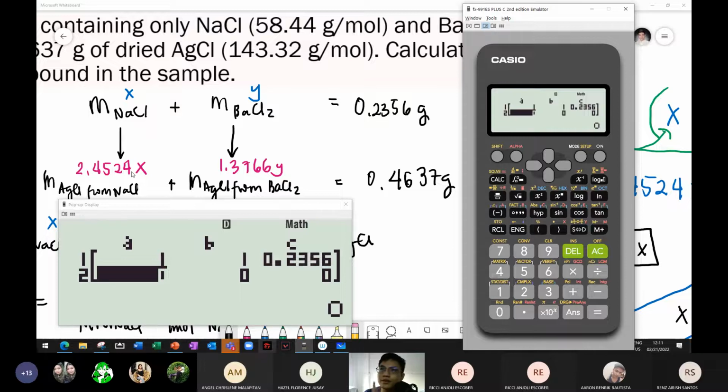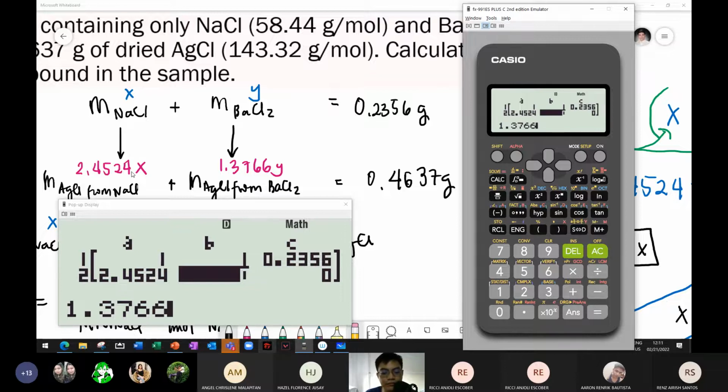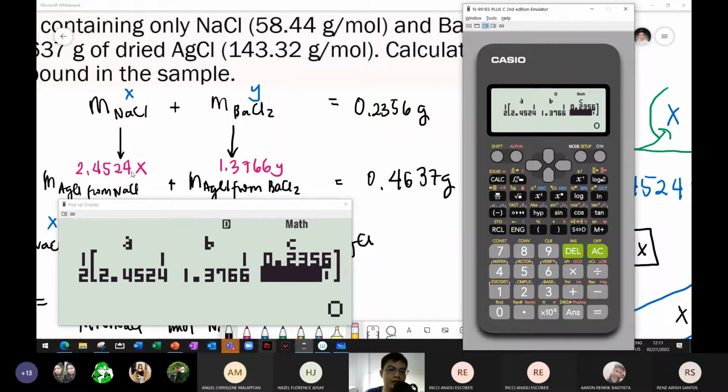Okay? In the denominator, you can see that as we did our stoichiometry, nagkaroon ng coefficient yung x and y. Okay? Sa x, that's 2.4524. So yun yung lalagay mo sa A. Okay? Then you press equal sign. Ngayon, coefficient ng y, yung B. So you type in 1.3766. And similarly, yung nasa right side, yung letter C, 0.4637. Okay?